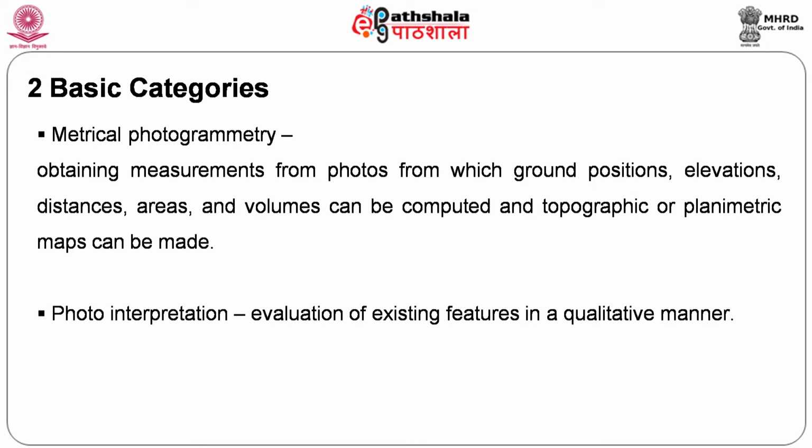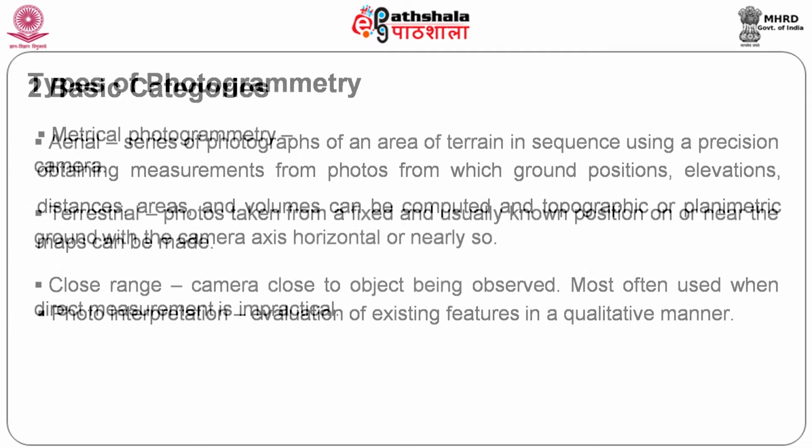The basic categories, there are two types in that. One is metrical photogrammetry, the other one is photo interpretation. That is what I was telling you. Making measurements from photos with respect to the ground position, elevation, distances, areas, volumes, all can be computed using metrical photogrammetry. That is taking a photograph, correcting it, putting it in 3 dimensions and acquiring this detail. Then photo interpretation is where you will be just working on your features in a qualitative manner. So, in the previous case it is quantitative in nature, in this case it is qualitative in nature.